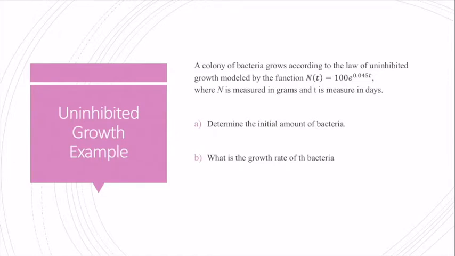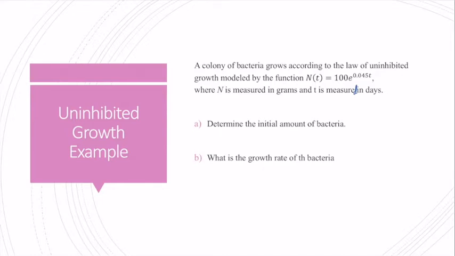So let's say I have a colony of bacteria. We're going to pretend it's the good bacteria, like the good tummy probiotic bacteria. I have a colony of bacteria that grows according to the law of uninhibited growth, modeled by the function n of t equals 100 times e to the 0.045t, where n is measured in grams and t is measured in days.